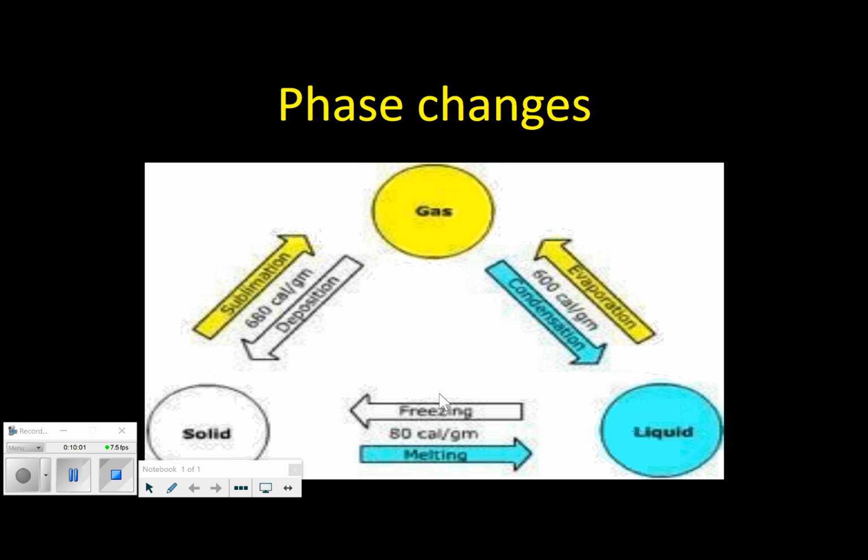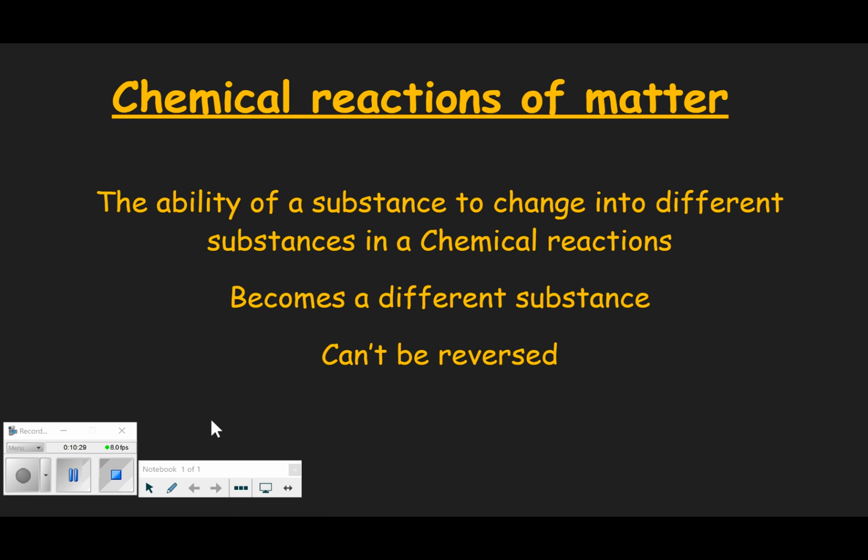Okay, here's another picture of phase changes. From a solid to a liquid, it's called melting. From a liquid to a solid, it's called freezing. If you go from a liquid to a gas, it's called evaporation. When you're going from a gas to a liquid, it's called condensation. If we go from a gas to a solid, it's called deposition.